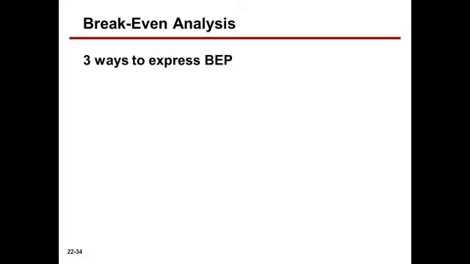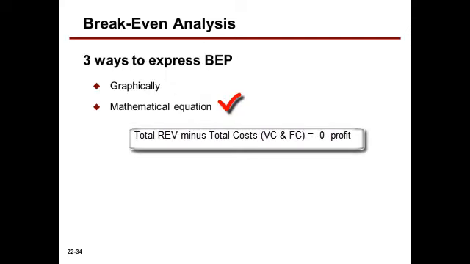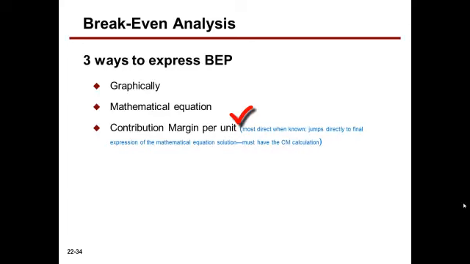There are three ways to express break-even point. Graphically, charting out costs as well as revenue lines, not very popular. A mathematical equation using the formula total revenue minus total costs equals 0, or no profit. This needs all the revenue and cost assumptions: selling price, variable cost per unit, and fixed costs. The mathematical equation has all the ingredients to jump to the last method, using contribution margin per unit. This is the most direct and useful approach. It just relies upon all the information from the full mathematical equation approach.